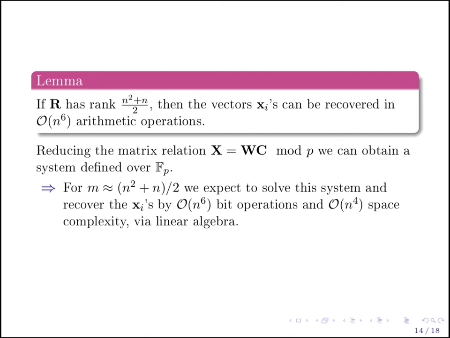Well, in practice, it is convenient to work modulo small odd primes since x is binary. And we observe that p equal to 3 is always sufficient. Moreover, we notice that heuristically this condition is always verified for m approximately n squared plus n over 2. And this holds also mod 3. And for this reason, we expect to recover the xi's for such value of m. And this explains why for m quadratic in n, we have a heuristic polynomial time algorithm.